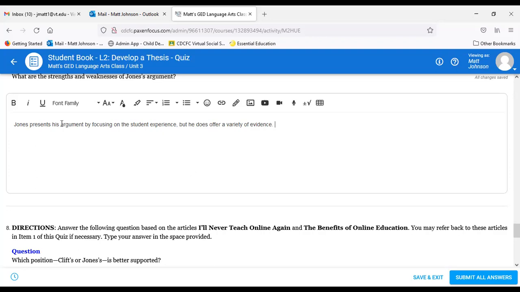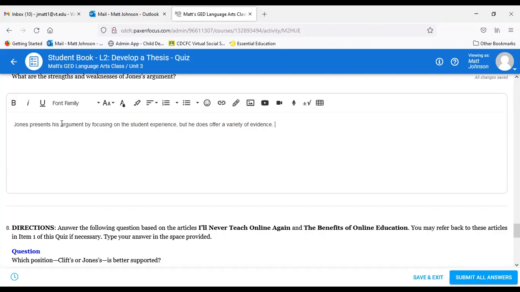And I mean, it's okay if you use some bias, we're online learning. So you may feel that Jones has a stronger case because you have that personal experience. You're not going to really put that in your passage, but that might be why you choose one over the other. What you are going to address then is, like right here, Jones's argument does focus solely on the student experience. He does offer a variety of evidence. Then you would go into addressing and listing out some of the evidence that he uses.